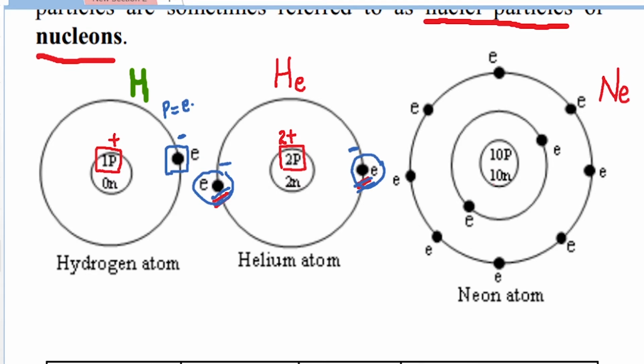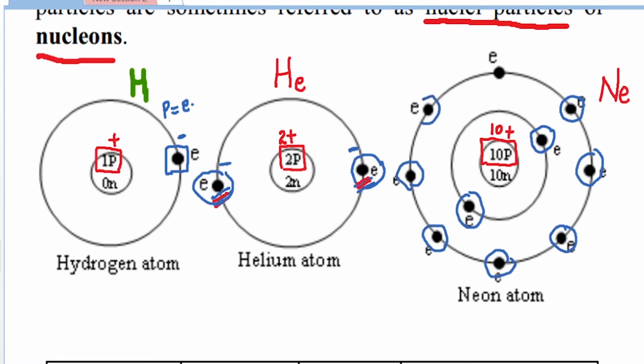If you look at the neon atom, it has 10 protons. Remember, protons are positively charged, meaning it has 10 positives. And now when you count closely the number of negatives that are running around, we have 1, 2, 3, 4, 5, 6, 7, 8, 9, 10. So there are 10 negatives.